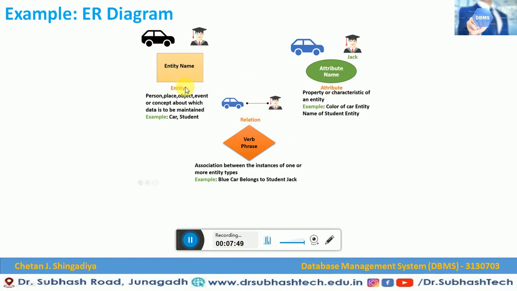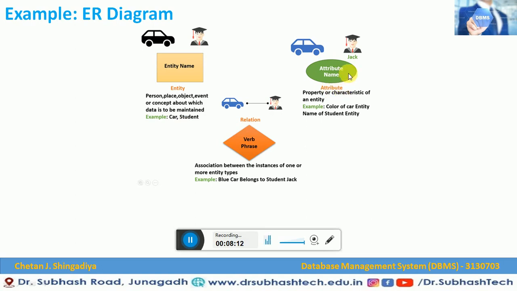Now what is an entity? We have to provide the entity name. So what could be the entity name? It is a person, place, object, event or a concept for which data is to be maintained. For example, car or student. That kind of entity name we have to provide to create an ER diagram for a database design.